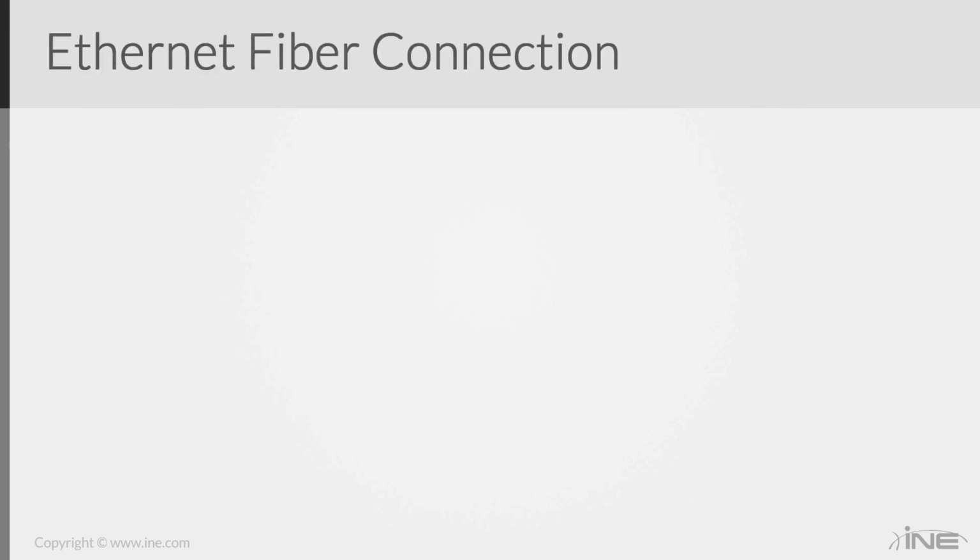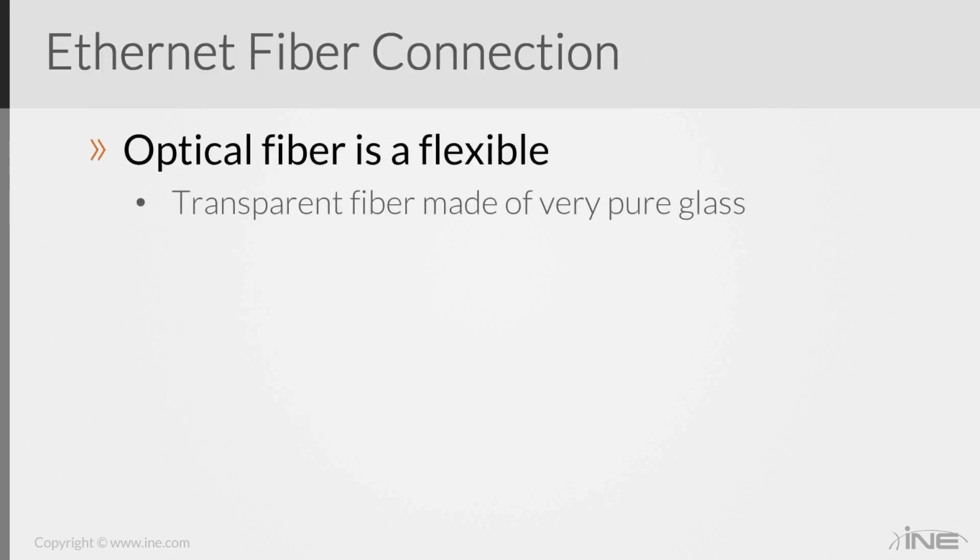Now, Ethernet fiber connection. Optical fiber is a flexible, transparent fiber made of very pure glass. That's typically how I've seen it. I know plastic is also out there. I hear that glass has better transmission capabilities. I haven't seen any difference, to be honest with you, but that's just what I've heard.